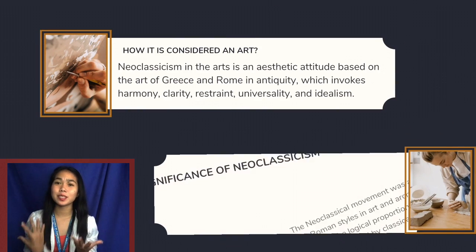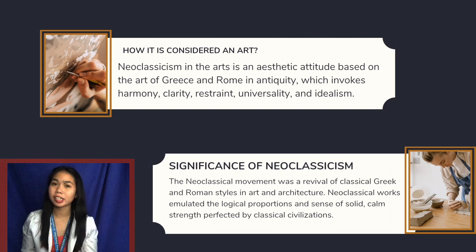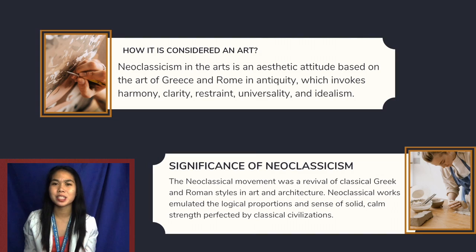So how is it considered an art? So Neoclassicism in art is an aesthetic attitude based on the art of Greece and Rome in antiquity, which invokes harmony, clarity, restraint, universality, and idealism. So it expressed the ideal virtues in life and could improve the viewer by imparting a moralizing message.